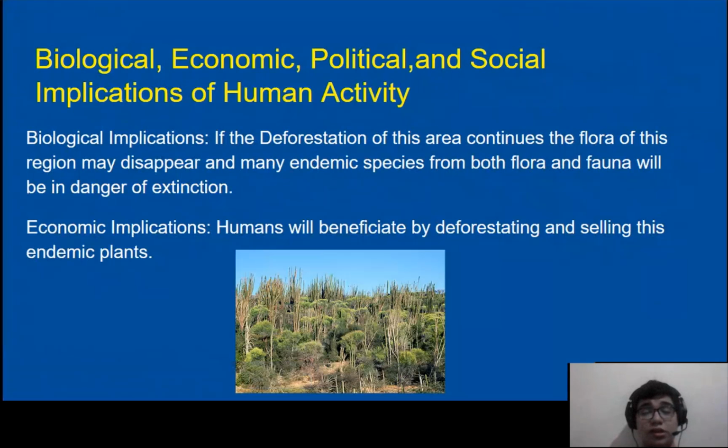Biological, economic, political, and social implications of the human activity. The biological implications are that if the deforestation of this area continues, the flora and fauna of this region may disappear, and many endemic species from both will be in danger of extinction. The economic implications are that humans will benefit by deforesting and selling these endemic plants.